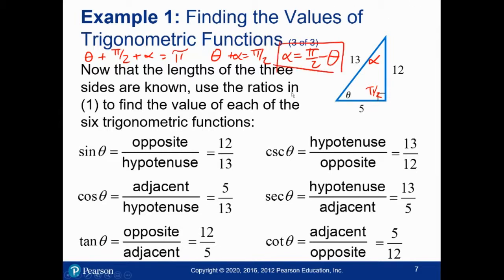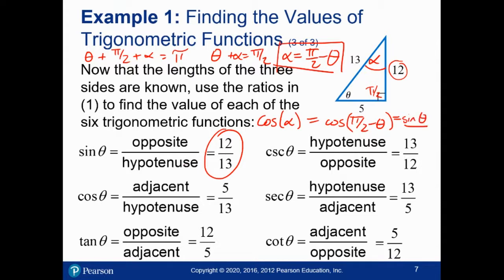Okay? So then, if I was to take, for example, the cosine of alpha, on the one hand, what's the cosine of alpha? It's going to be adjacent over hypotenuse. If alpha is the angle, then 12 is adjacent. So the cosine of alpha is 12 over 13, right here. But I could also say the cosine of alpha is the cosine of pi over 2 minus theta. And one of the identities we established back in chapter 7 is that the cosine of pi over 2 minus theta is actually the sine of theta, which we already knew was 12 over 13.